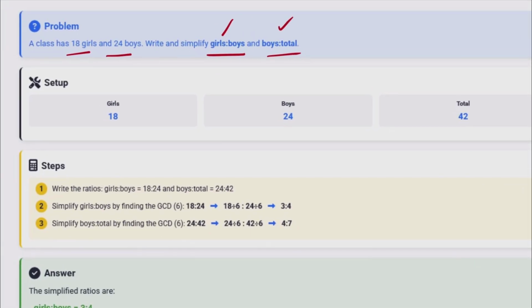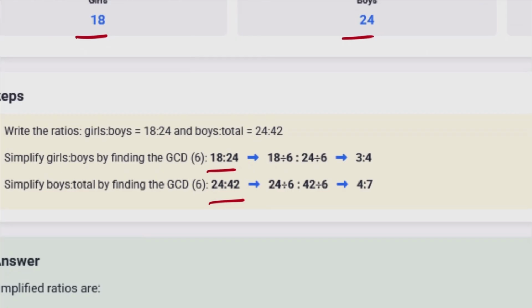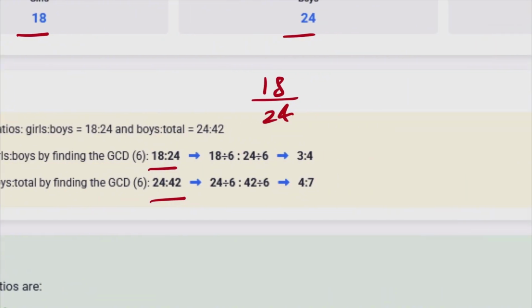First of all, we write down what we have. We have 18 girls, 24 boys, and obviously the total number, if we add them up, is 42. The first part asks for girls over boys, so it would be 18 divided by 24. Is that it? Obviously not, because the question specifically says write and simplify. Again, we have to find a number that we can divide both numerator and denominator by. We have 18 over 24. What number can I divide both of these by evenly, without any remainder? That number is 6.